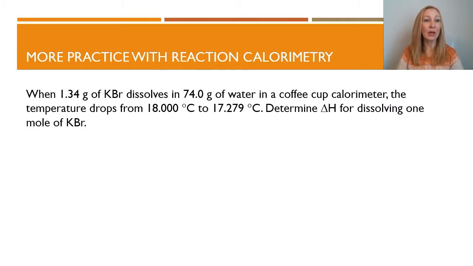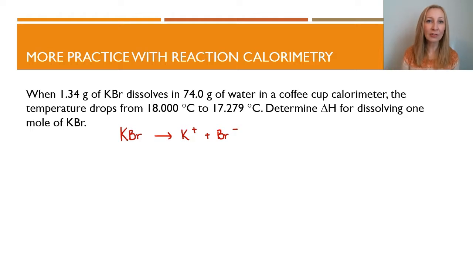All right, so next question. When 1.34 grams of potassium bromide dissolves in 74 grams of water in a coffee cup calorimeter, the temperature of the water drops from 18.000 degrees Celsius to 17.279 degrees Celsius. We want to determine the delta H for dissolving 1 mole of KBr. So the heat of solution is actually what we're looking for.